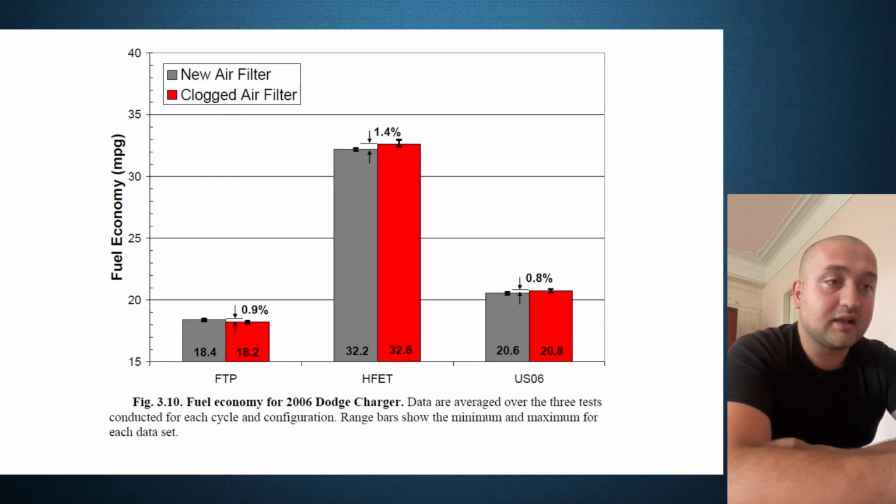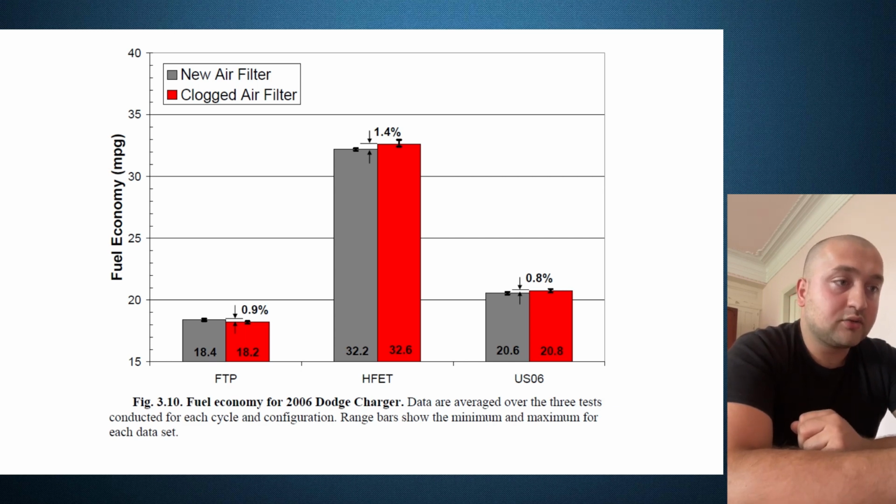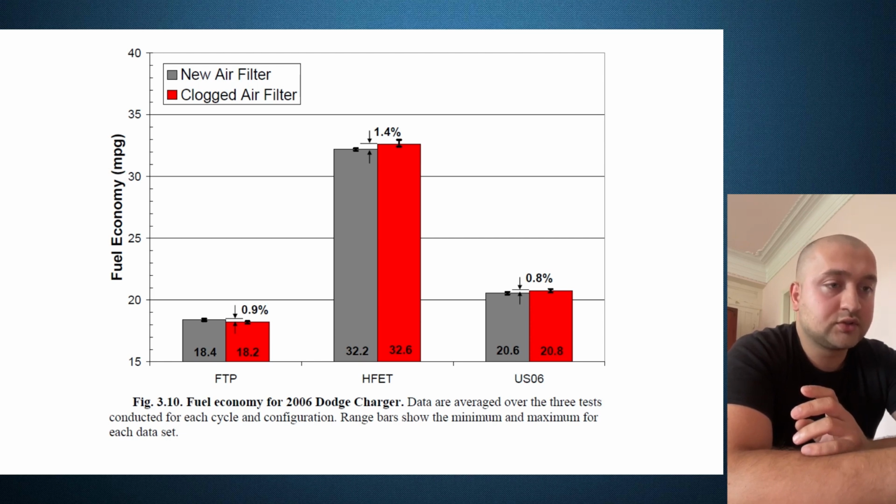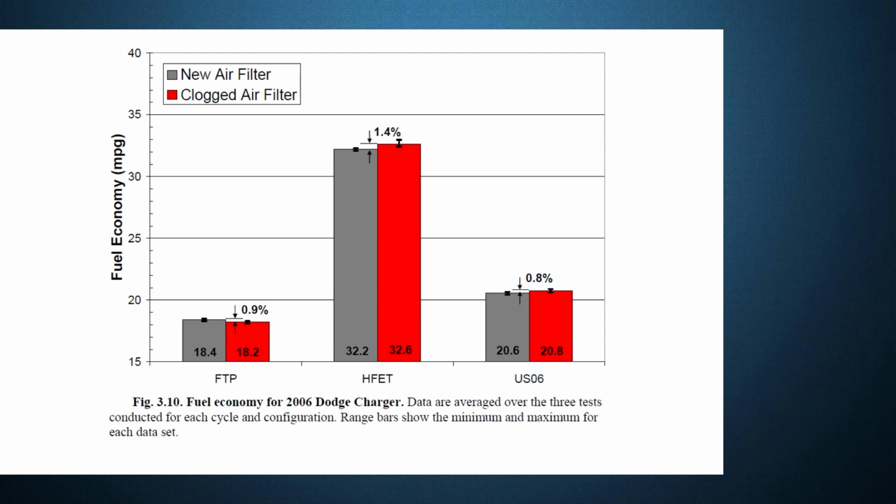Here you see a research paper done by the Energy and Transportation Science Division, where they conducted an experiment on several vehicles to find out the effect of the dirty air filter on fuel consumption. The results proved that the effect of a dirty air filter was not statistically significant, and in some cases it even improved fuel economy by acting like a sort of eco mode.